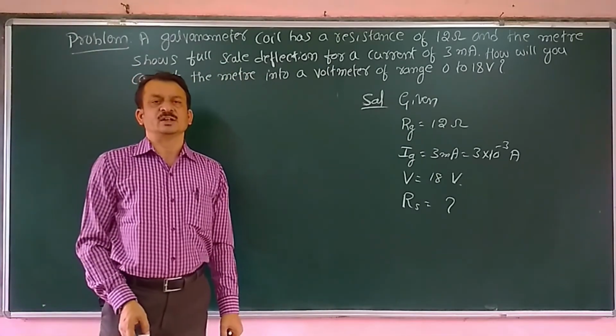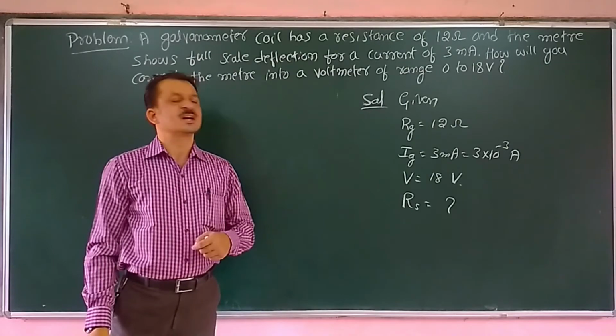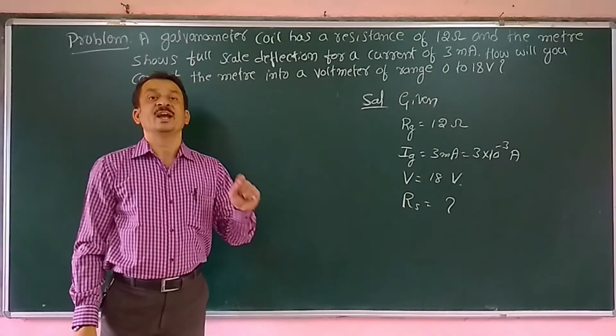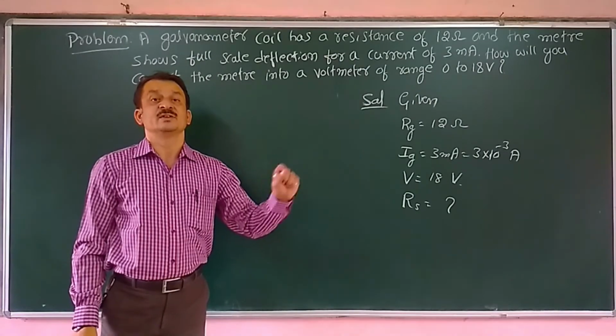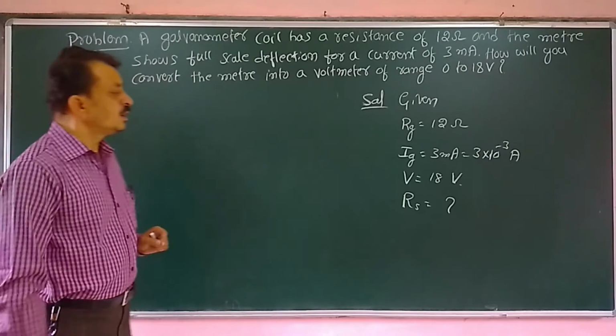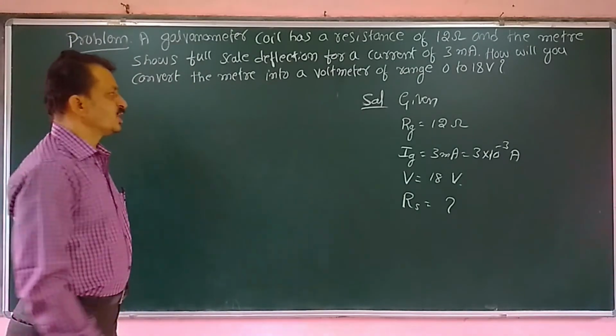We have to find out that one. We are already familiar with the conversion of galvanometer into voltmeter by connecting a high resistance in series with it. Now we have to work out what is that resistance.